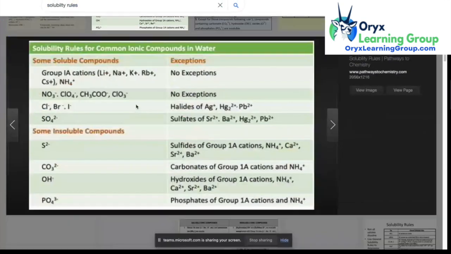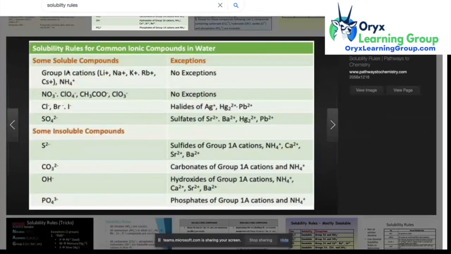Okay, so yeah. It is soluble, miss. Yes, correct. Very good. So it is ammonium chloride. So all ammonium salts are soluble, right? So you can see here group 1A cations and ammonium salts, they are all soluble. So there is no exception. So first one is soluble.